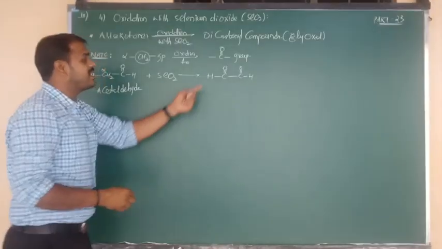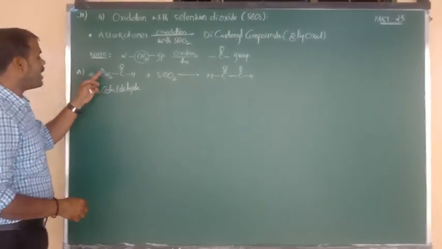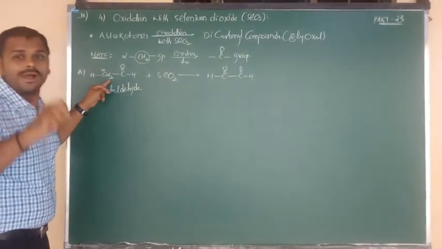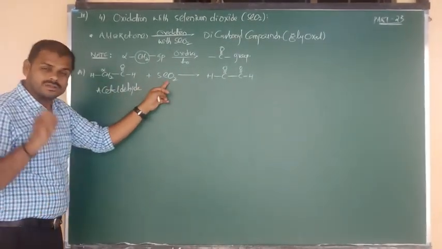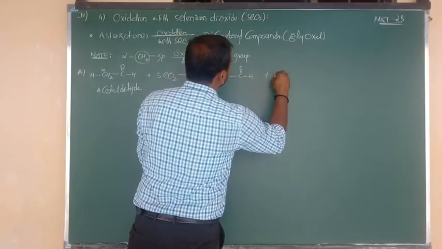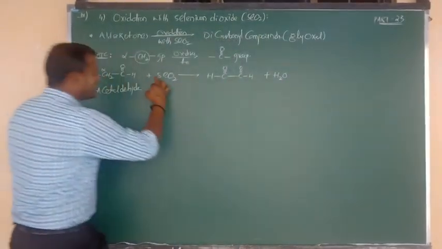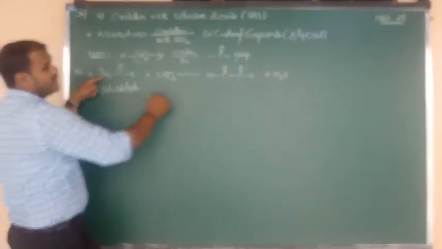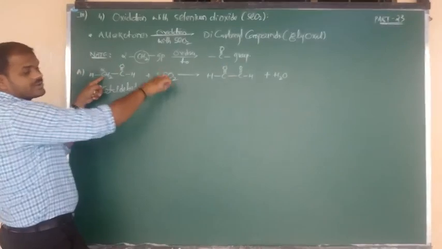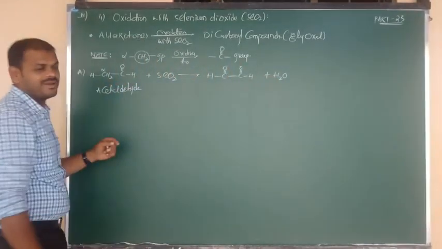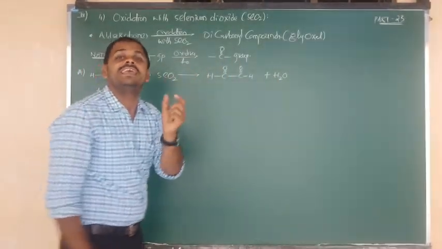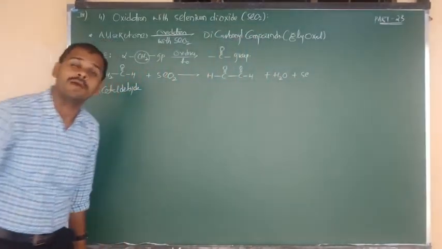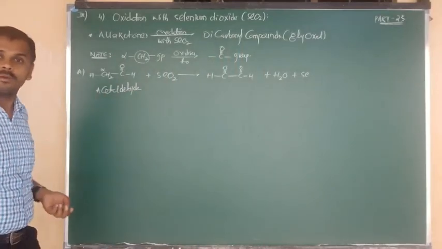How does that happen? In the alpha CH2 there are two hydrogens. These two hydrogens take one oxygen from SeO2 and are removed in the form of a water molecule. In SeO2 there are two oxygens. One attacks the alpha carbon and changes it into C double bond O. One more oxygen is removed as a water molecule. What remains is free selenium, which you should write separately in elemental form, the free form.